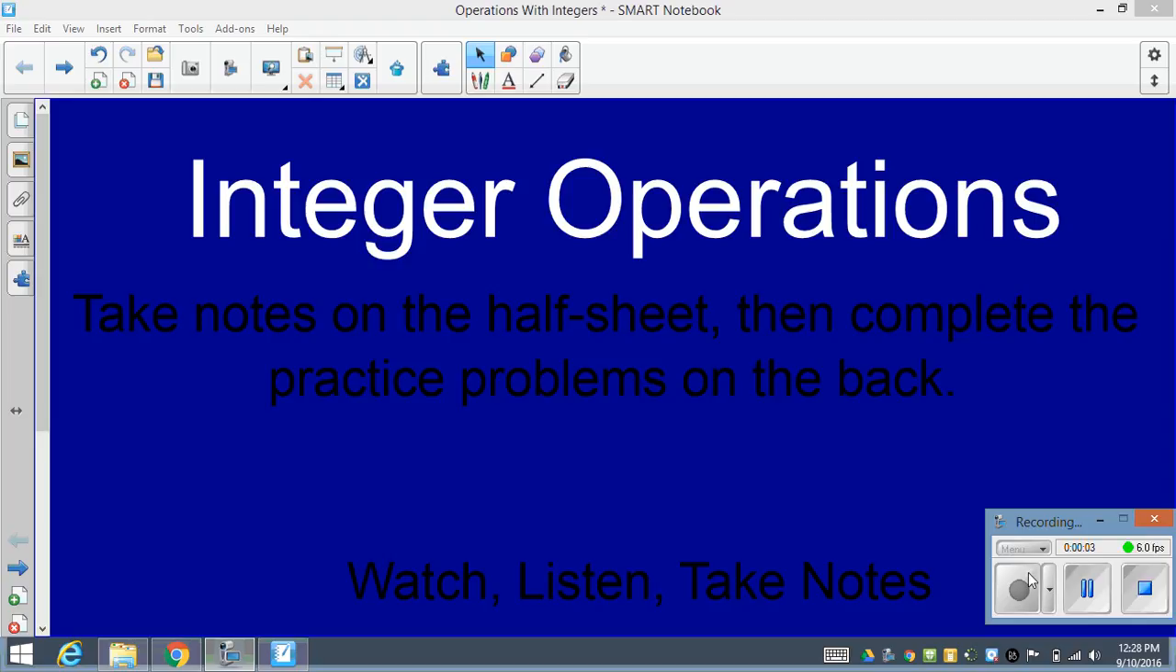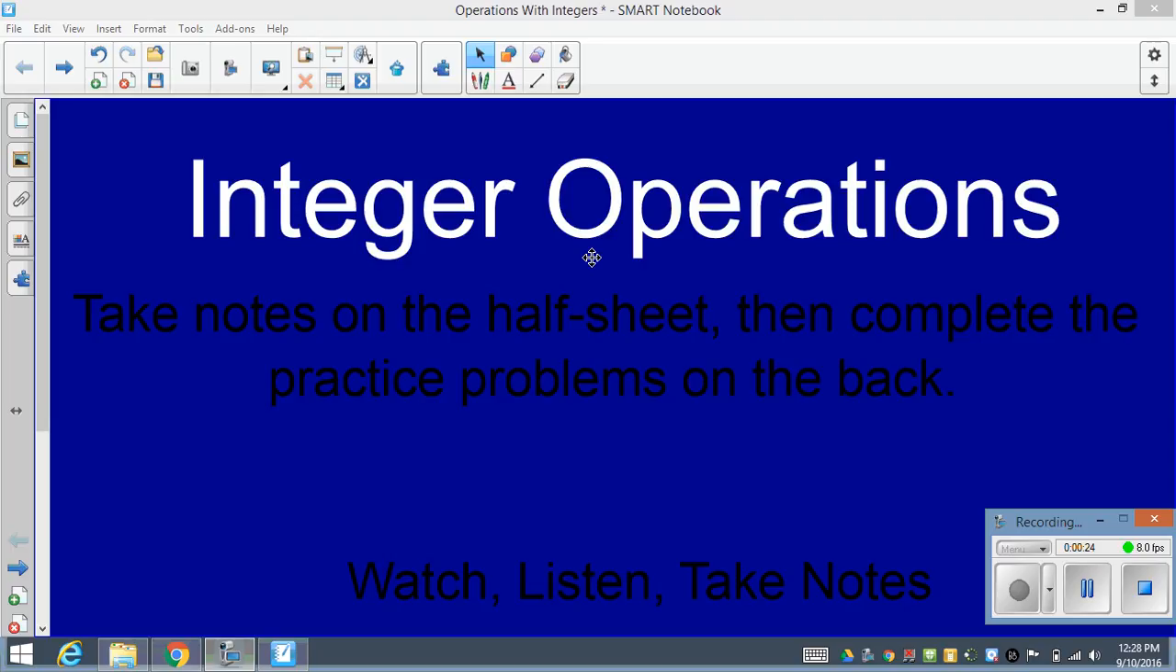Okay, it has become clear that a lot of us are doing well with the algebra, but we're having a little difficulty and missing problems because we are unsure of working with our integers. We're making our mistakes with our adding and subtracting because we don't have our rules straight for adding, subtracting, multiplying, and dividing. So we're going to go through those rules.